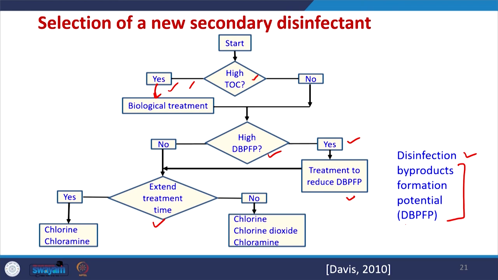And after that, depending upon whether extended treatment time is required or not, we can use chlorine or chloramine or chlorine dioxide also. So any of these strategies may be adopted. This is only symbolic. We can have our own idea with respect to selecting the different types of primary or secondary disinfectant, and dose is a very important parameter. For that, we may have to perform initial batch studies beforehand in the lab before actually selecting. This way we can adopt these strategies for disinfection.